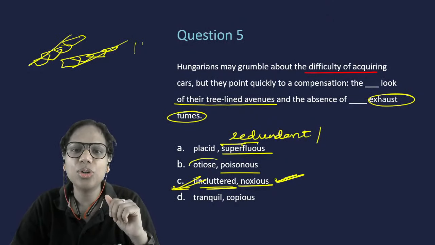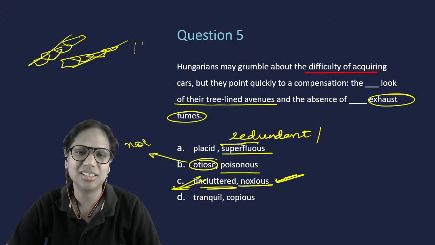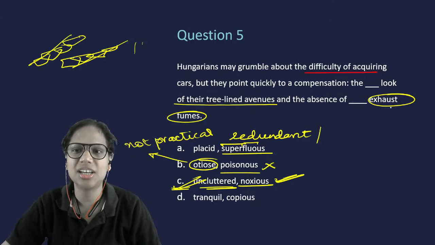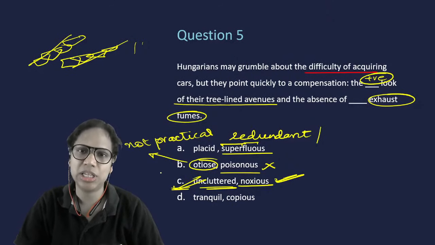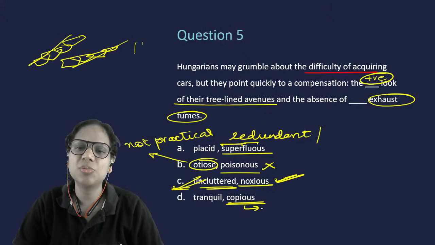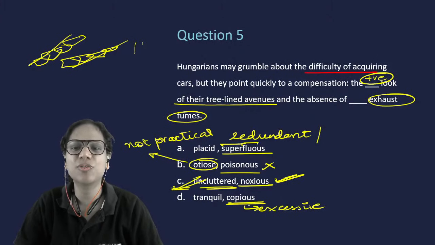Now, otiose. Otiose is something that is not practical. Something that is impractical in nature is otiose. So I do not need a negative word here. I rather need a positive word here. And therefore B is eliminated. Okay. Absence of copious. Again, copious means in excessive amounts. So to be fair, A and D are very similar. Right. Placid and tranquil are synonyms. Superfluous and copious are synonyms.